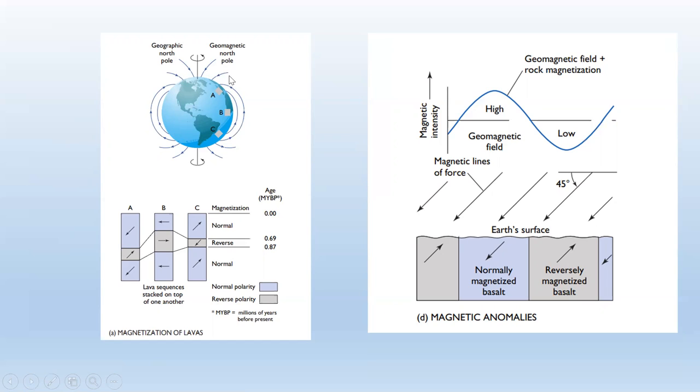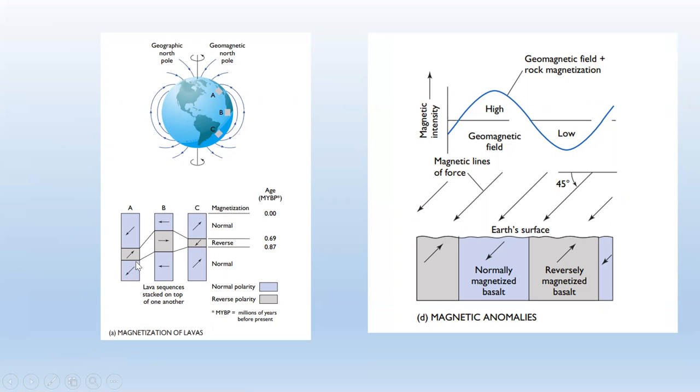Geomagnetic South Pole is also there. So when the magma erupts, it takes the thermal remnant magnetization of that geomagnetic pole. That thermal remnant, when the magma gets cooled, takes the present position of that geomagnetic pole. Here you can see that there are normal and reverse magnetization with respect to age.